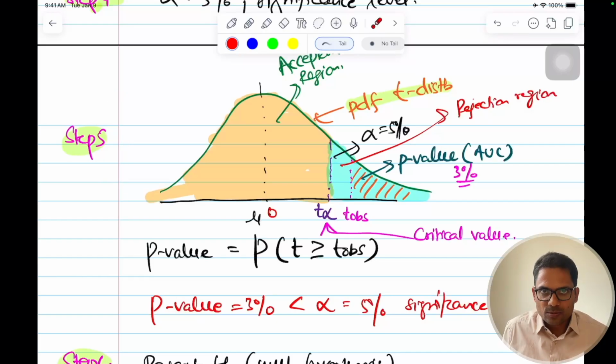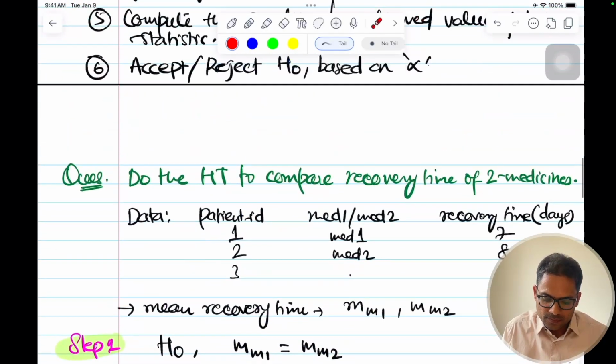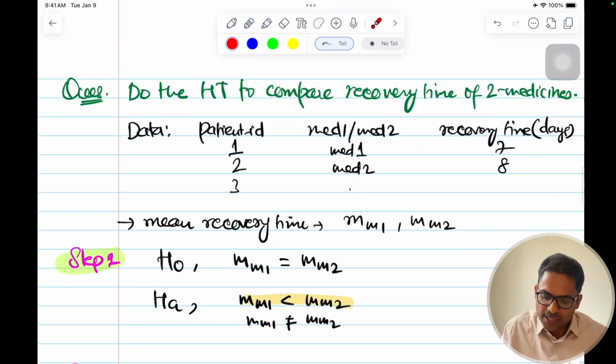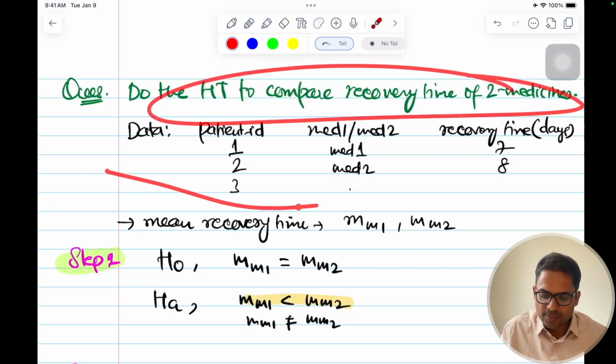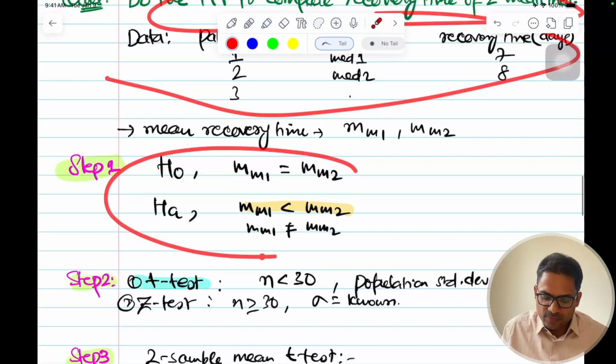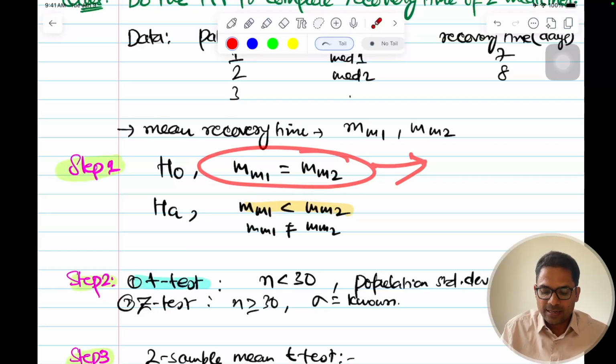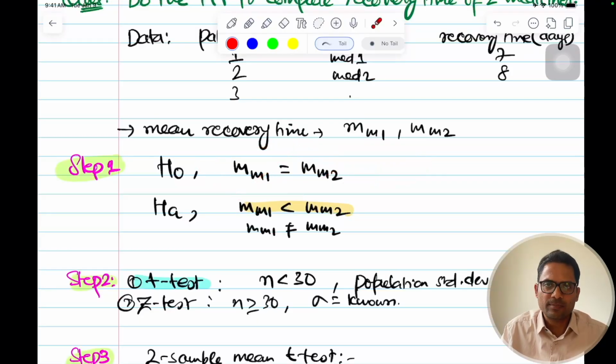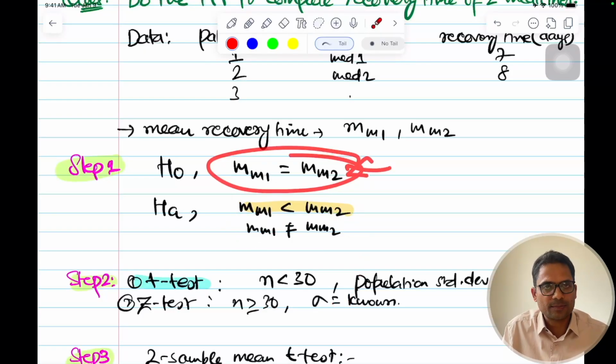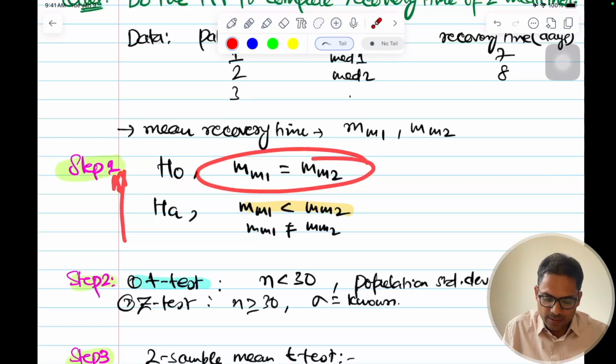Shall we quickly revise it once more? Let's do it. So step 1. What are we doing? We are comparing the mean recovery time of 2 medicines, and we have some data. Step 1, get your null and alternate hypothesis. We had the null hypothesis that the mean recovery time for medicine 1 and medicine 2 are both the same. The alternate hypothesis is that they are not the same, not equal to. I'll go into the details of this later. So this is the thing which we want to accept or reject, and we have this in place.